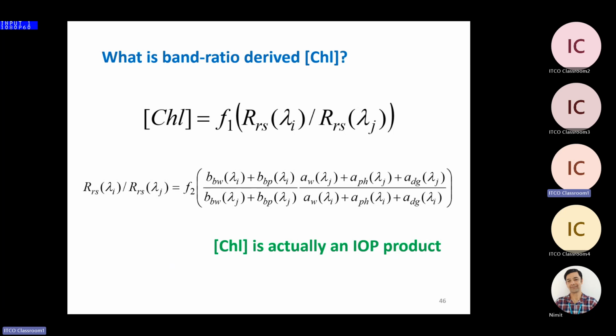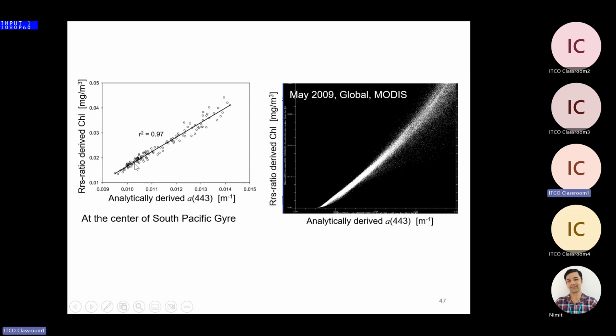one kind of IOPs. So when you look at the ratio-derived chlorophyll in the South Pacific gyre, you can see this is the analytically or semi-analytically derived total absorption. The regression is almost 1 because it all comes from the same remote sensing reflectance. And globally, if you look at the models, this globally derived A443 from QAA and this ratio-derived chlorophyll are also highly covariant. So ratio-derived chlorophyll, as I call it, is basically a rescaled total absorption coefficient.